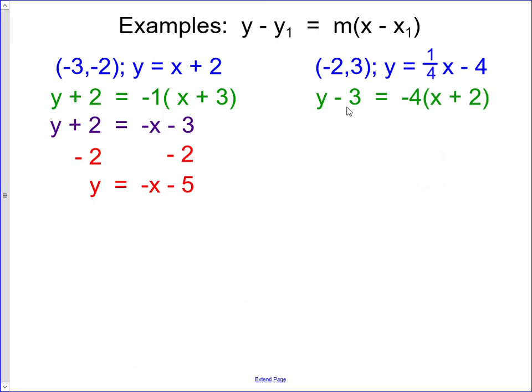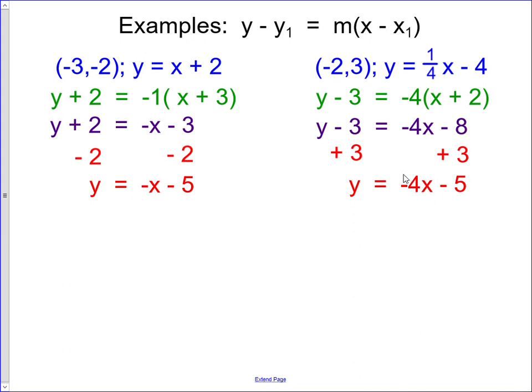So we have y - 3 = -4 (x + 2). We need to open the parentheses using the distributive property. When we do that, we have y - 3 = -4x - 8. To isolate y, they're subtracting 3. The inverse is to add 3. So we add 3 to both sides. That'll cancel out, leaves y by itself. On the other side, we will have -4x - 5. So our equation would be y = -4x - 5.